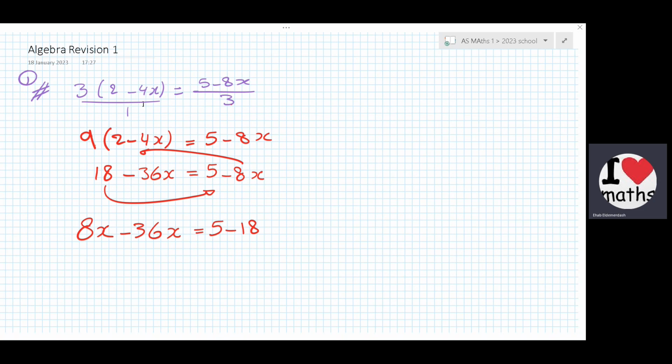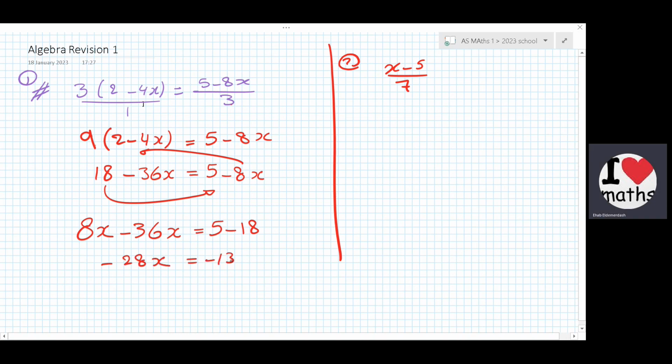Does anyone understand? Let me say that I have this expression. It was x minus 5 over 7. Let's make this question number 2. But let's complete this one. 8 minus 36x, this will give me minus 28x is equal to 5 minus 18, which equals negative 30.